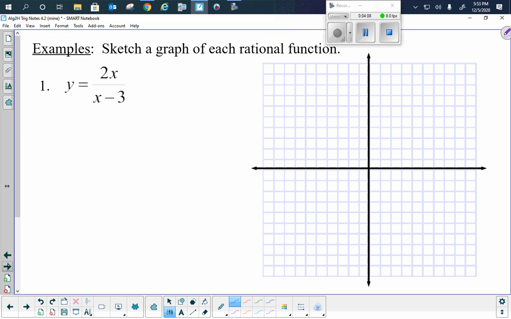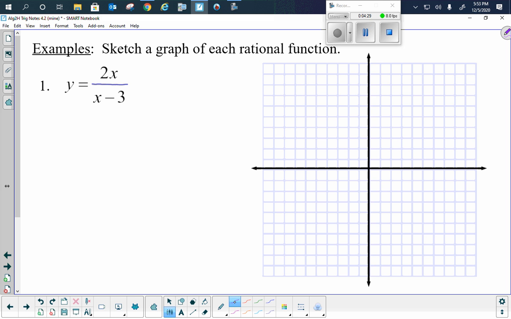All right, so our examples, guys. Let's sketch a graph of each rational function. We'll practice 3 of these, and I know sometimes it does not show up very well, but there is a fraction bar right there. Okay, so y equals 2x over (x minus 3). We want you to be able to draw this without any use of a calculator.